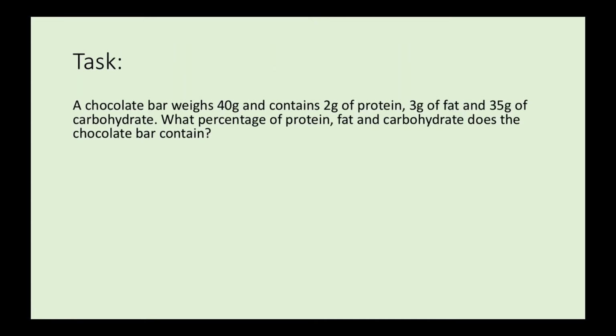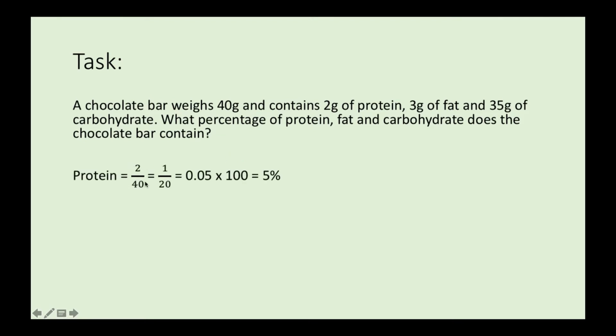A chocolate bar weighs 40 grams and contains 2 grams of protein, 3 grams of fat, and 35 grams of carbohydrate. What percentage of protein, fat, and carbohydrate does the chocolate bar contain? Well, let's look at protein first. Protein has 2 grams. So there's 2 grams of protein out of 40 grams in total.